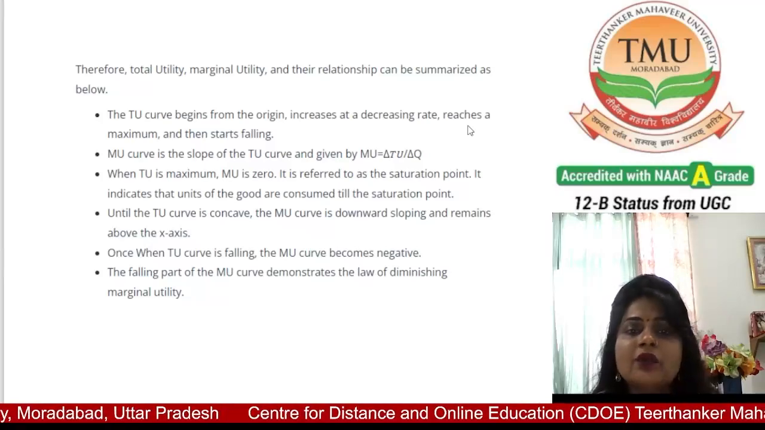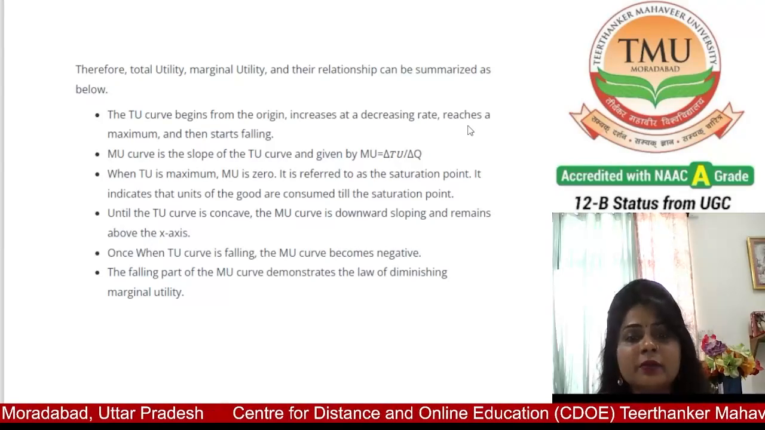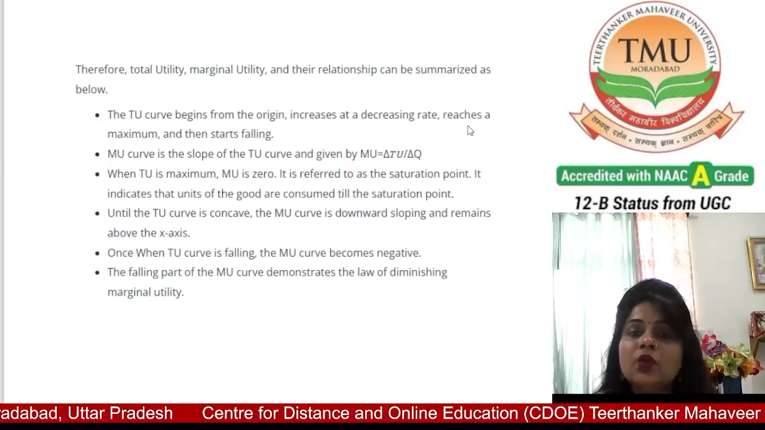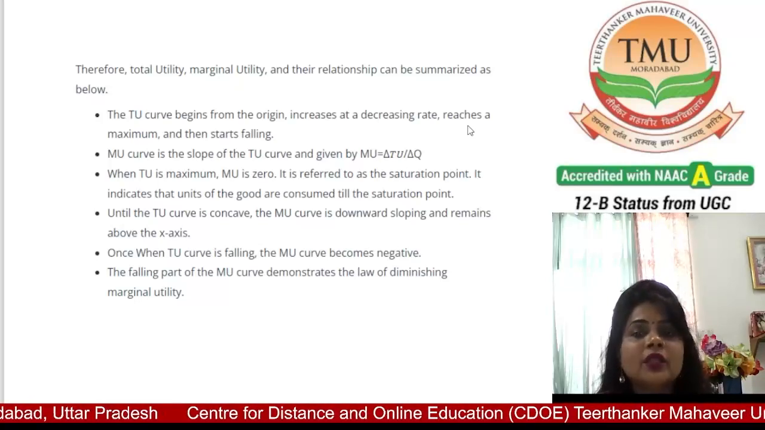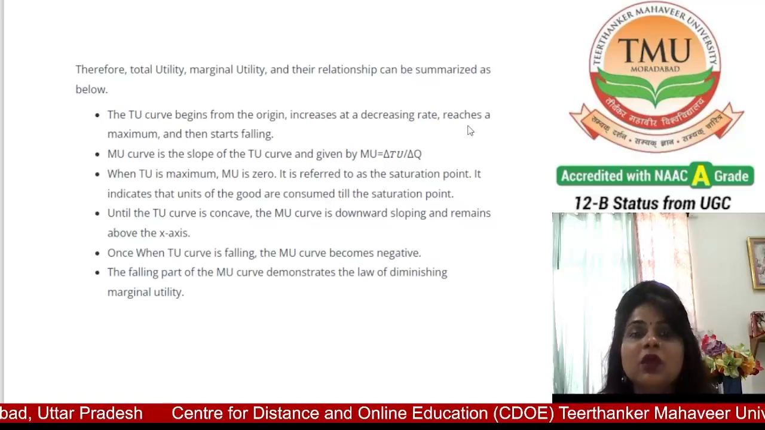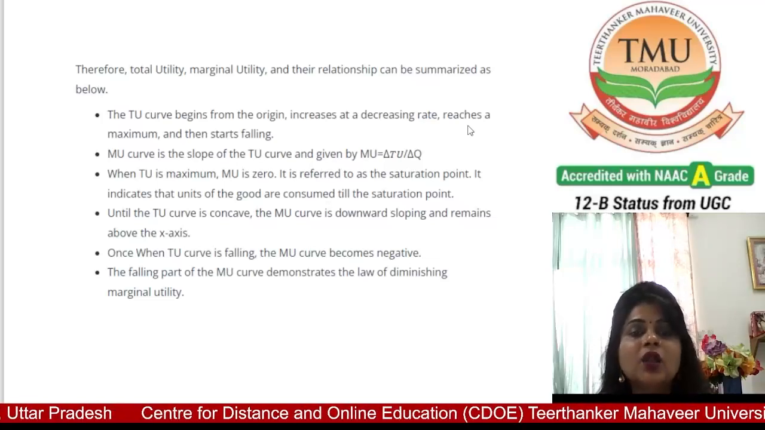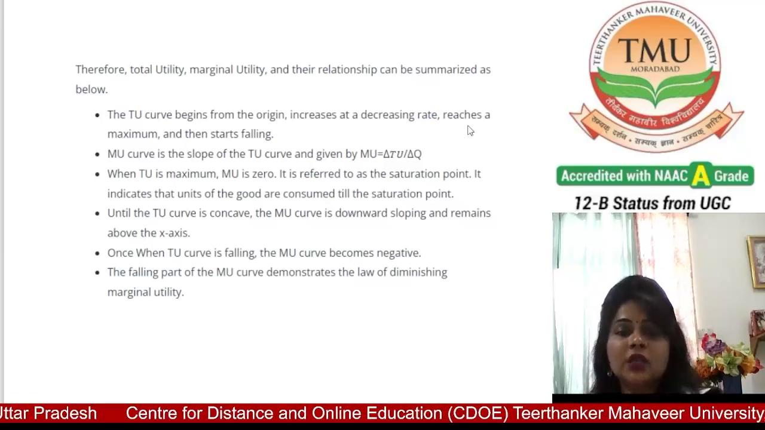The marginal utility curve is downward sloping and remains above the x-axis. Once the TU curve is falling, the MU curve becomes negative. The falling part of the MU curve demonstrates the law of diminishing marginal utility.